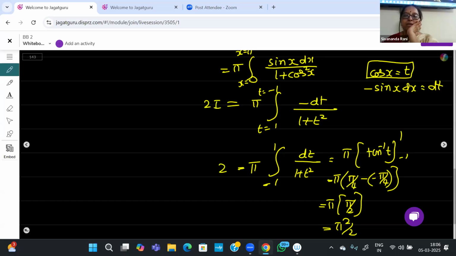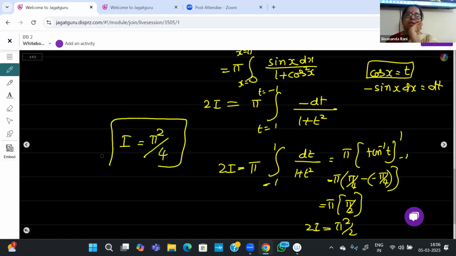No, in this case, of course, they've given you the result. That's because it carries only 2 marks. Okay, so that you can check your result. But invariably, such problems come without the answers. So in that case, you should be alert. So I get 2I to be pi square by 2. So I will be pi square by 4. How many of you could do on your own? Very good. Excellent.